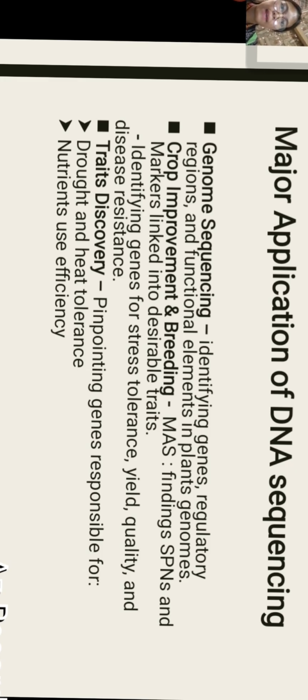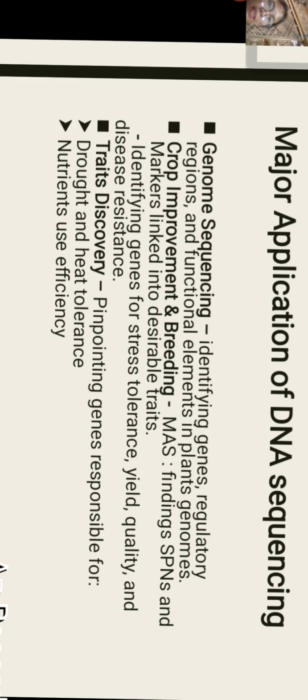Next is identifying genes for stress tolerance, yield quality, and disease resistance. So scientists also use genome data to find genes that help plants survive problems such as stress, low yield, poor quality, and disease.